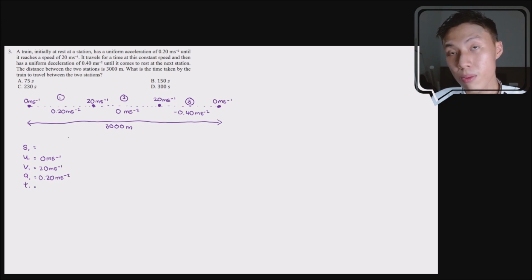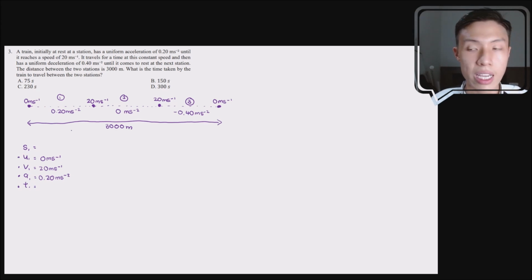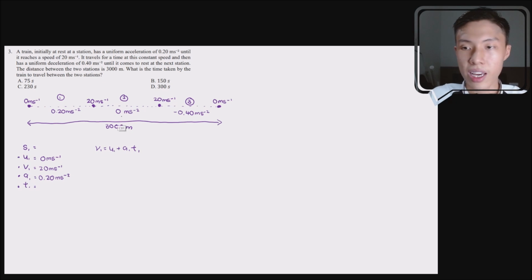We want to find the amount of time, so we are interested in this value, and we are given the values of u, v, and a. So we want an equation that has u, v, a, and t in order to find the time taken for the first part of the journey. The equation will be v1 equals u1 plus a1 t1. This equation has v, u, a, which we have, and t, which we want to find. So now let's perform our substitution.